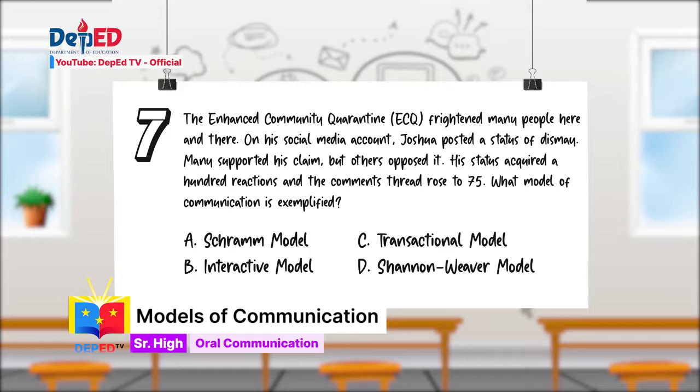Number 7. The enhanced community quarantine frightened many people here and there. On his social media account, Joshua posted a status of dismay. Many supported his claim, but others opposed it. His status acquired 100 reactions, and the comment thread rose to 75. What model of communication is exemplified? A. Scrum model. B. Interactive model. C. Transactional model. Or D. Shannon-Weaver model.